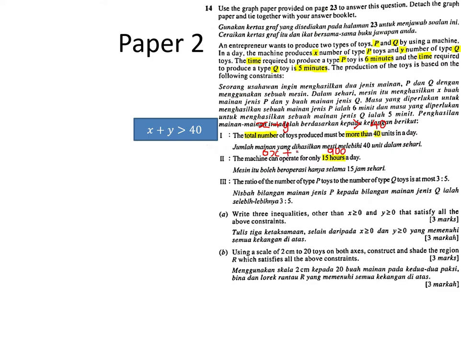6x plus 5y. The sign we use here is less than or equal to. That is our second inequality.